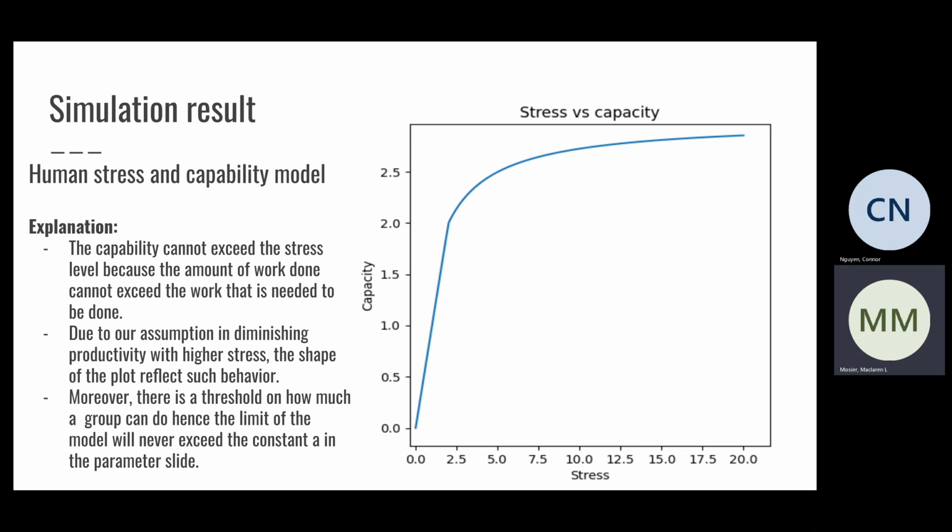For the simulation results, we used Python to model the stress versus capacity and stress over time. The capability cannot exceed the stress level because you can't do more work than what you have to do. Due to our assumption that productivity diminishes with higher stress levels, the shape of the curve should reflect such behavior. And there's a threshold that a group can do due to the limit of the model.